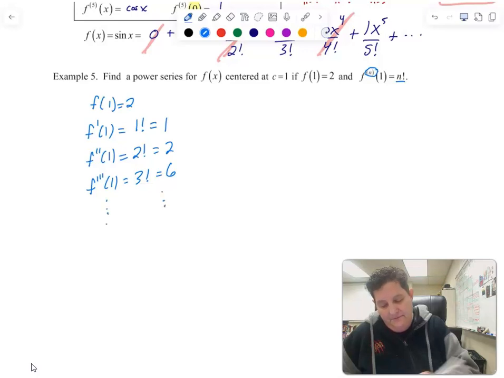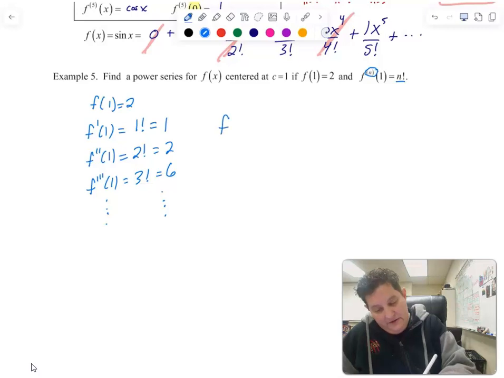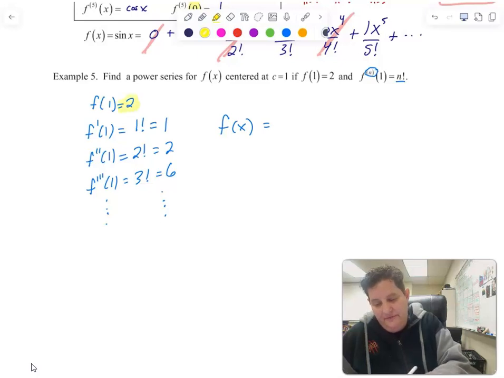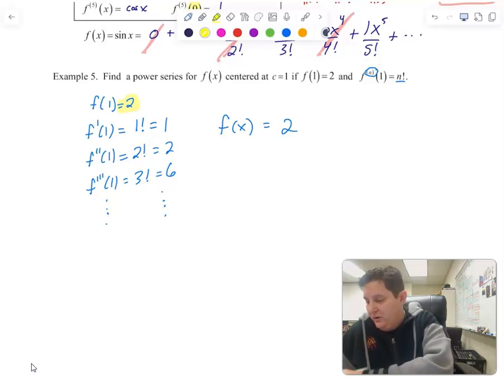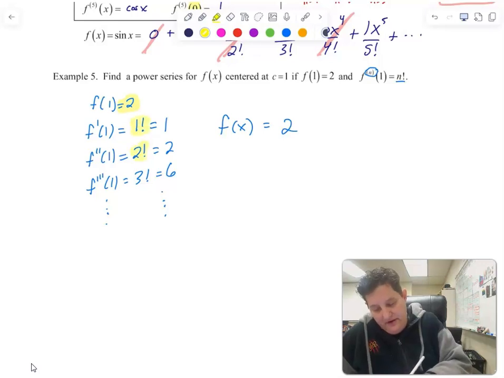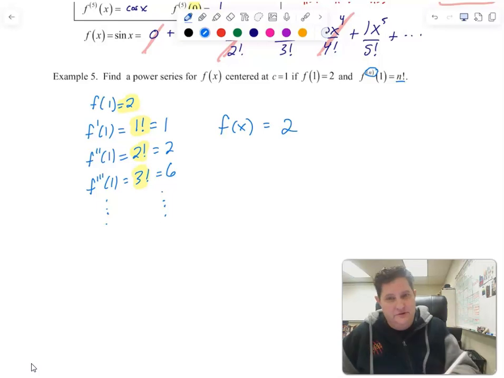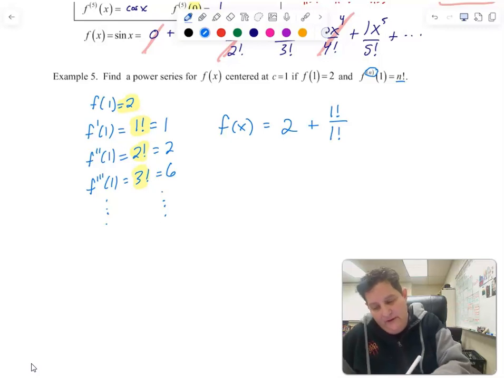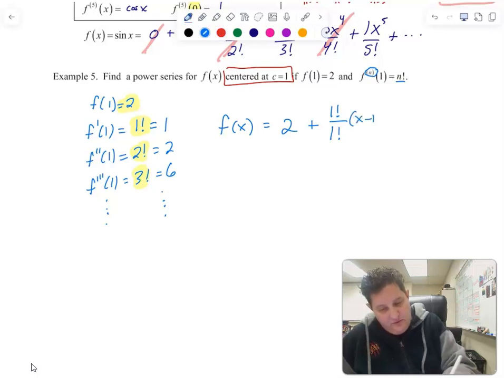And so on. Okay? So when I write my power series, it always starts with this first term, 2. And then you can use the factorials if you want, or you can use the actual numbers. It doesn't really matter. But it's a little easier to see what happens if you use the factorials. So then my next one is 1 factorial over 1 factorial. Now look, centered at 1, which means I have to put x minus 1. And then my next one, my derivative is 2 factorial over 2 factorial, and then it's x minus 1 squared.